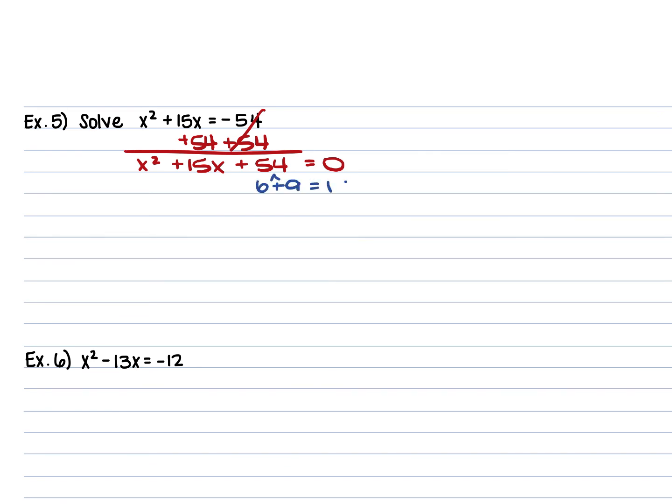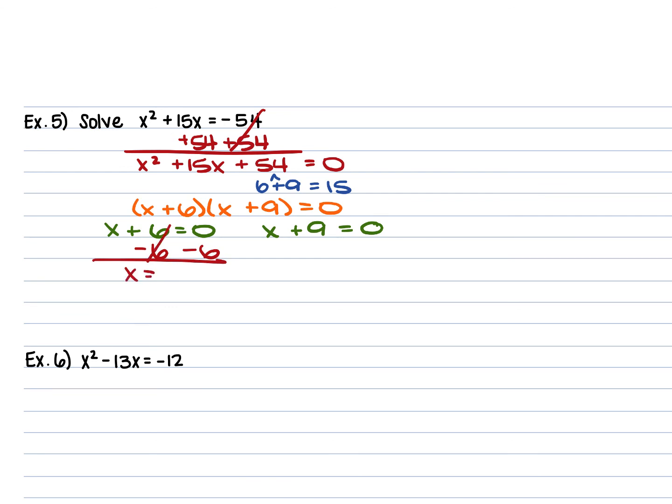They add to be 15. They multiply to be 54. So when we factor this, we're going to have x plus 6 times x plus 9 is equal to 0. We set each parentheses equal to 0. So x plus 6 is equal to 0. X plus 9 is equal to 0. We're going to move the 6 over by subtracting it from each side. We get that x is equal to negative 6. Move the 9 over by subtracting it from each side. We get x is equal to negative 9.